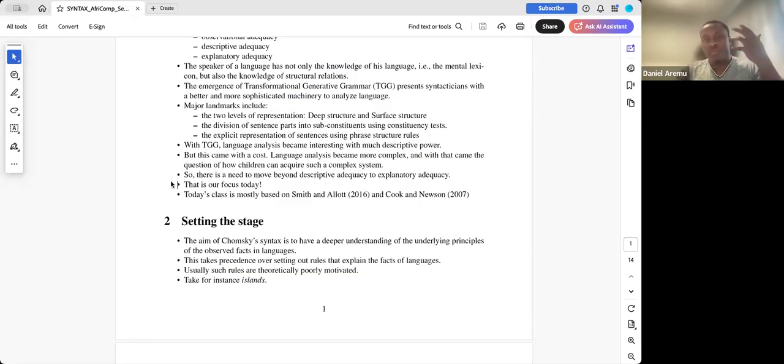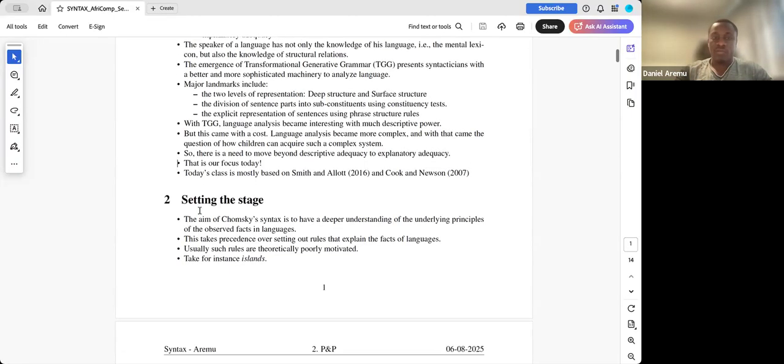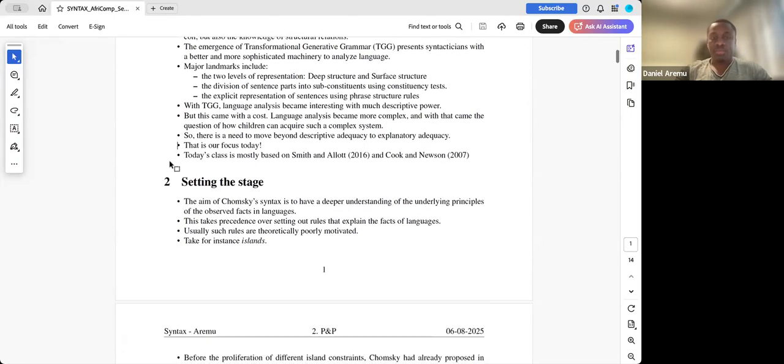So apart from the many rules, yes, we know it gave us much power as syntacticians, right? We can do a lot, but it came with many rules, and apart from those many rules, there is the ordering of those rules. So it became a problem, and the question is, how will the child acquire such complex rules and even the ordering of such rules? So there was a need to move beyond descriptive adequacy to explanatory adequacy.